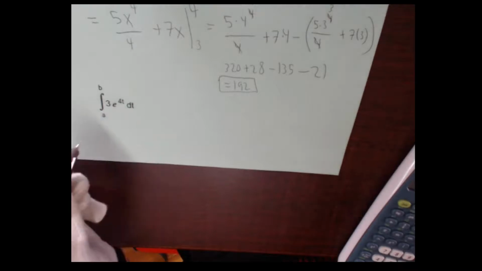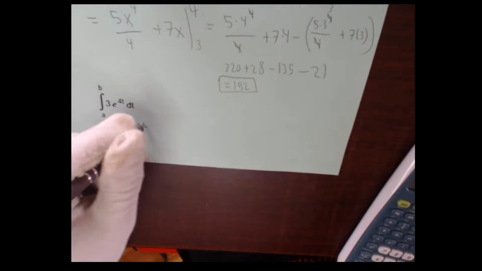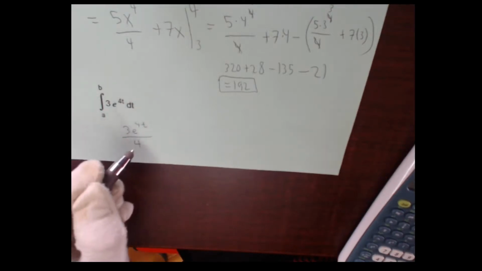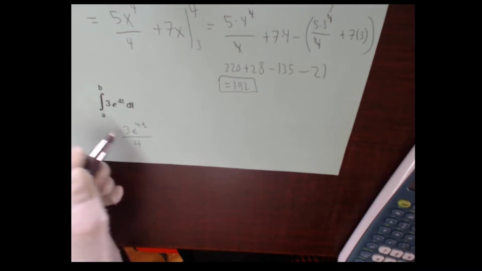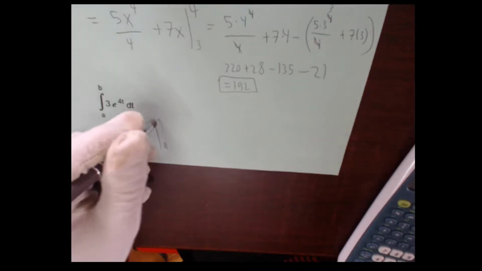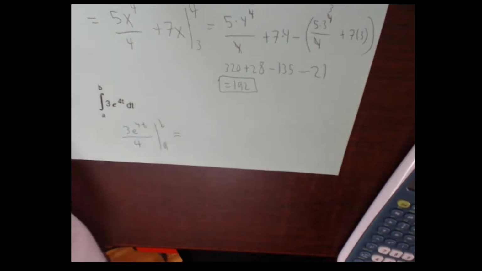The antiderivative of 3e to the 4t is 3e to the 4t divided by 4. Because when we take the derivative of this, the 4 would come out because of the chain rule, which would cancel with this 4. So take a look at that. Make sure you agree with that, hopefully. That would be evaluated from a to b. Now don't be afraid that it's a t instead of an x. The variable letter doesn't really matter.